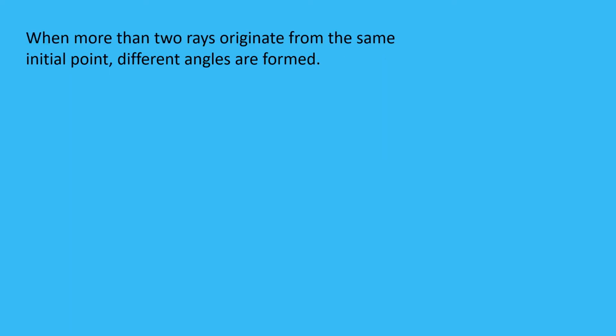So till now we have discussed that angles are formed when we have two rays originating from the same point. Now what will happen if we have more than two rays originating from the same point? Now see here, this we have already discussed. This is the initial point O, and from this point two rays are originating, so an angle is formed. Now we want to know when more than two rays originate, then what will happen? Then we will have different angles.